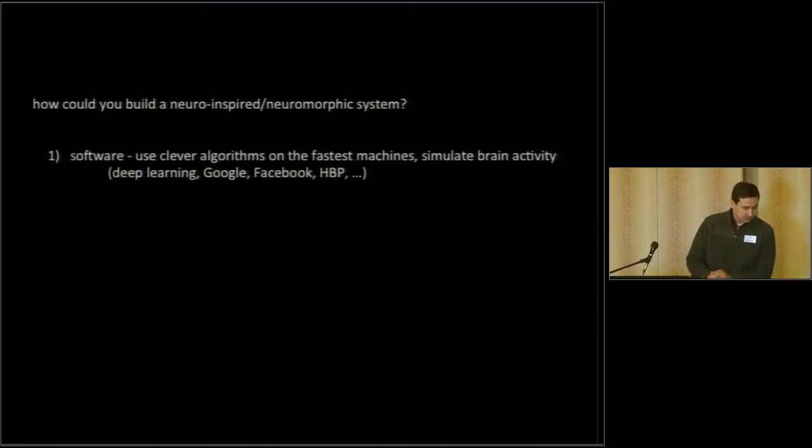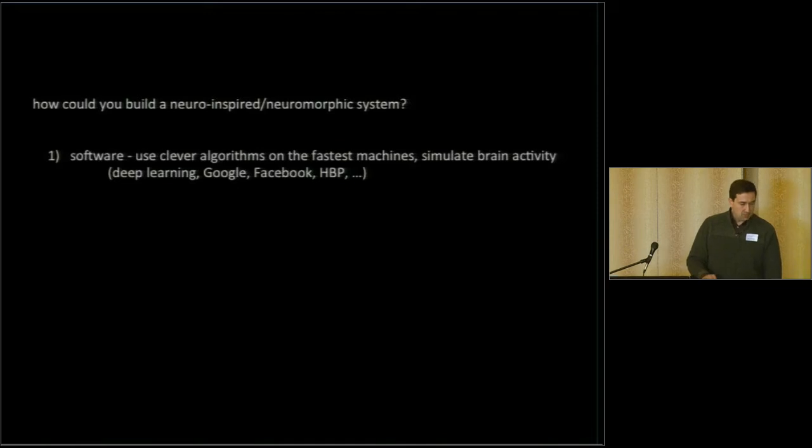One way is to do it in software. It's really to use algorithms, clever algorithms, remapped algorithms on very fast machines and simulate brain activity. This is very commonly done in projects in the US, worldwide, in Europe, the human brain projects. Actually, what Karl-Heinz had mentioned earlier in terms of deep learning, what Google and Facebook and everybody else out there is doing is exactly that, implementing algorithms, new approaches on conventional digital machines.